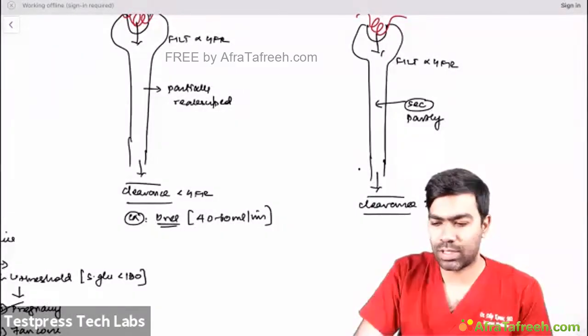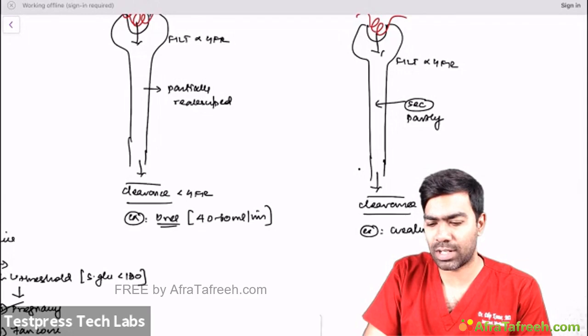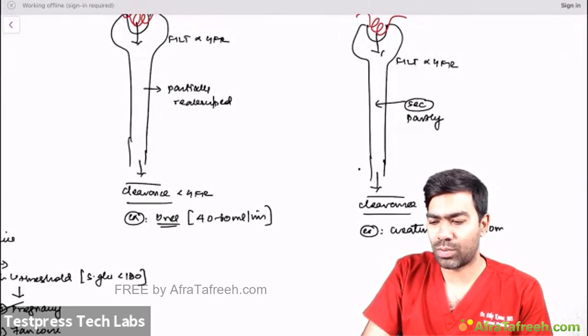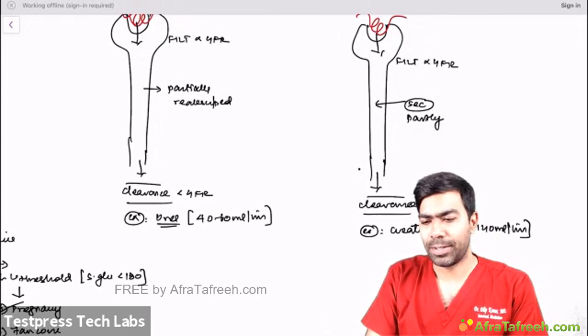Yes, of course, this substance's clearance will be more than that of GFR. The best example of such a substance is creatinine, even though many other substances are there. That's why creatinine clearance is approximately 120 to 140 ml per minute. So that is the example of such a substance.